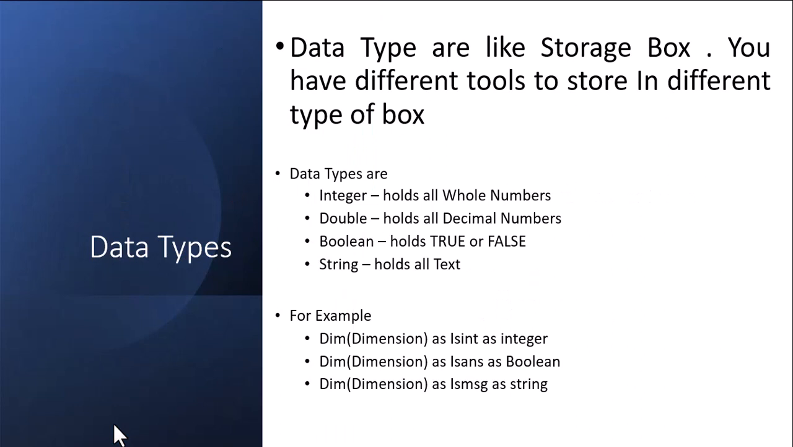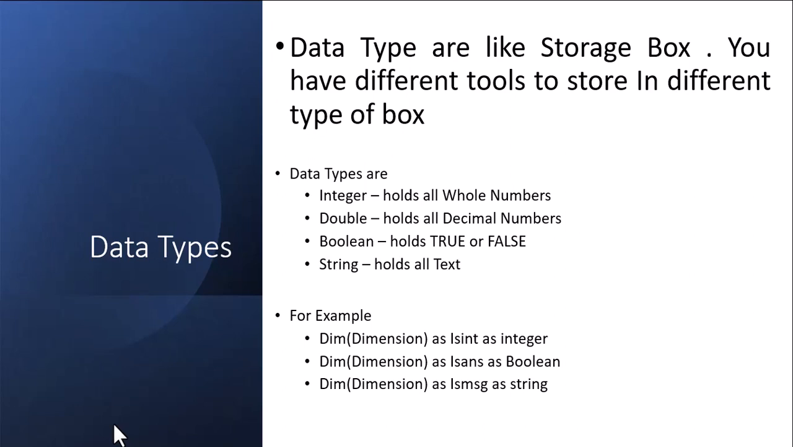The next point is the data type. Again, the data type is like a storage box. You have different tools to store in different types of boxes here. So whether you're using a fridge or whether you're using a garage tool, you'll be using a different tool. Something will be in plastic, something will be in metal, something will be in wood. So you can use them accordingly.